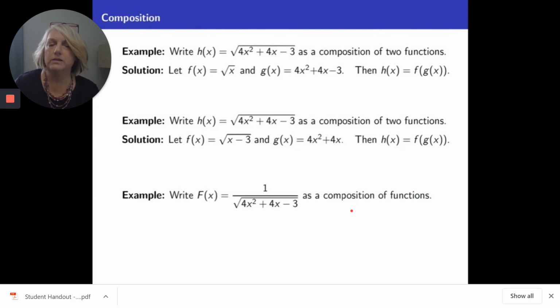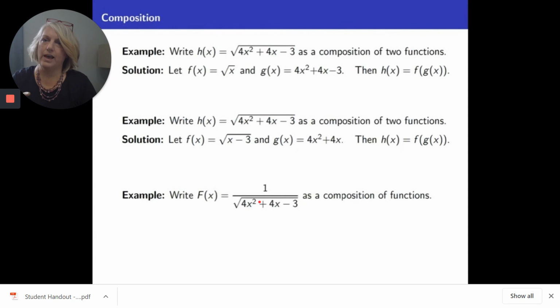And then this last one I'm doing as an example of where you could do it as 3 different functions. So notice that we basically do the same thing we had up here, and I want to decompose it into 3 functions. So I have a quadratic under a square root in a fraction.